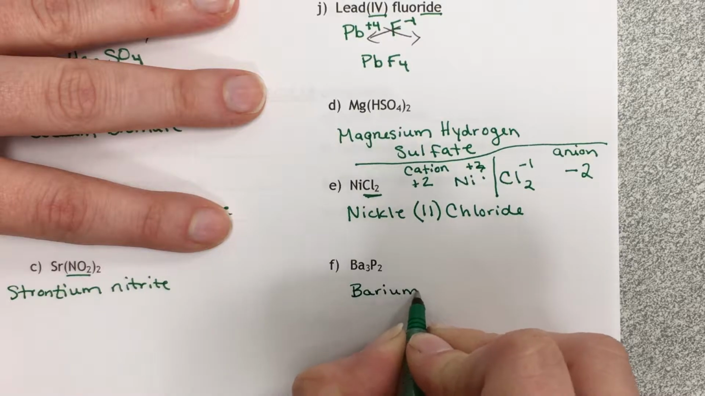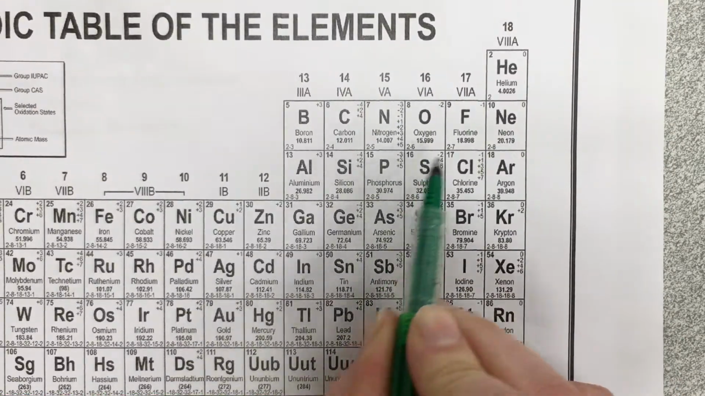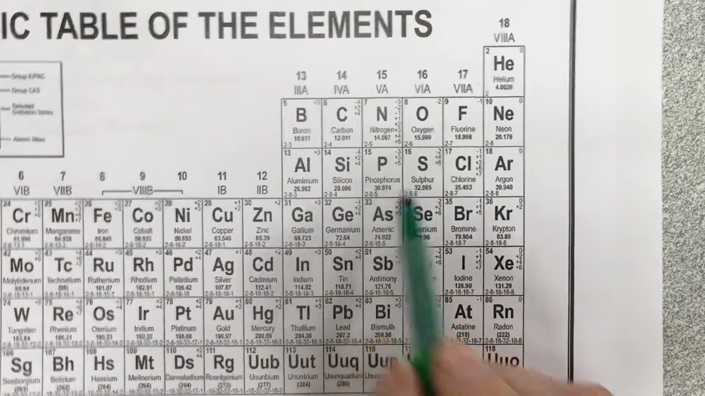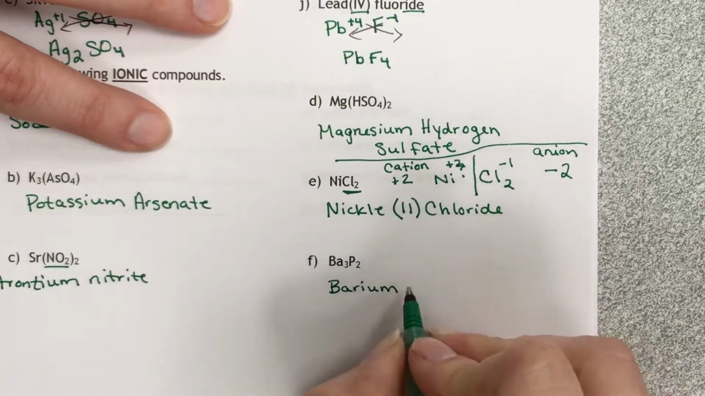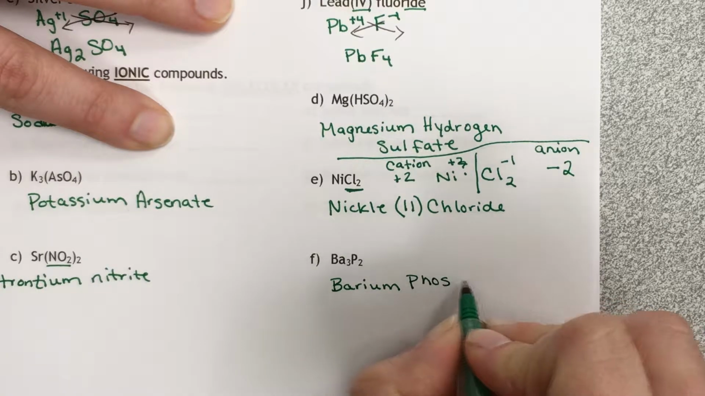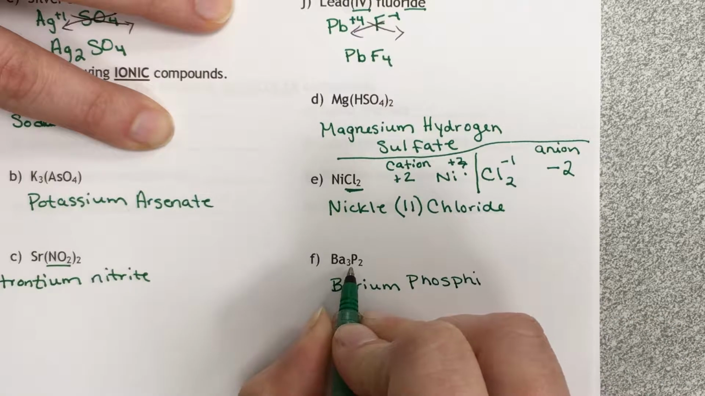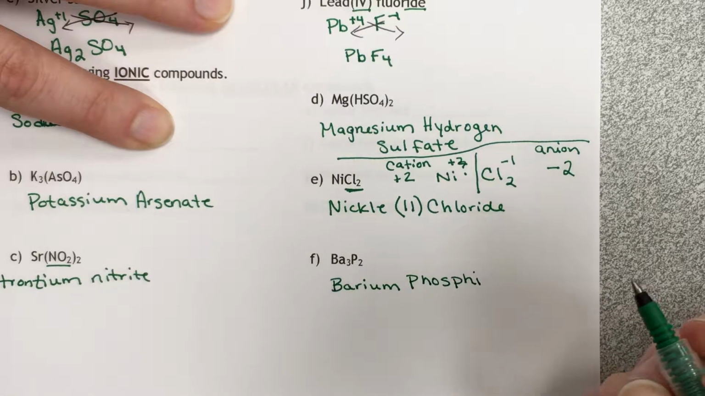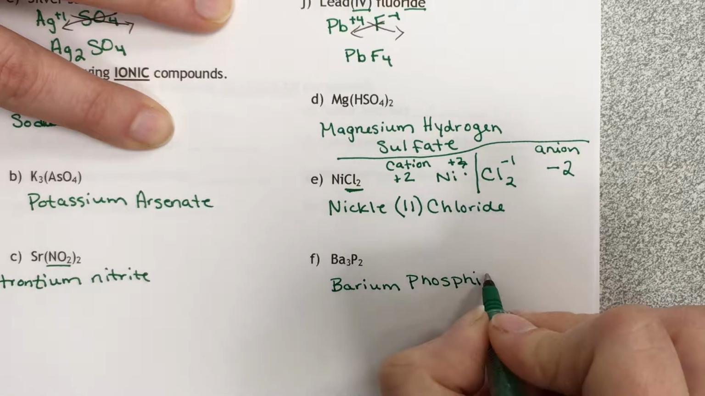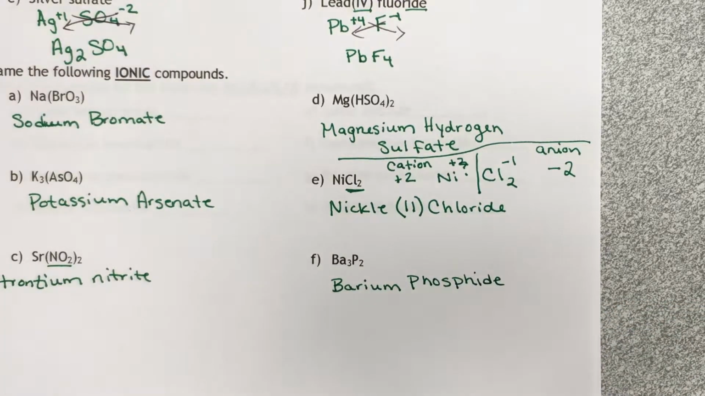Barium. That P is on the periodic table, which is right here. Phosphorus. So barium phosphide. Remember, if the anion is an element, then you just change the ending to IDE. So barium phosphide is your answer.